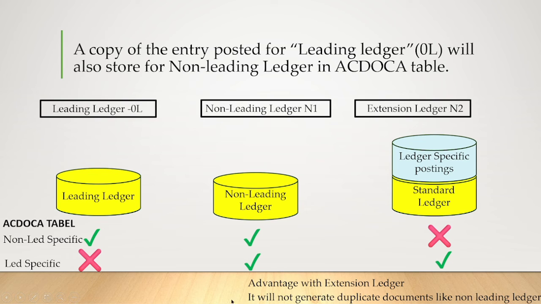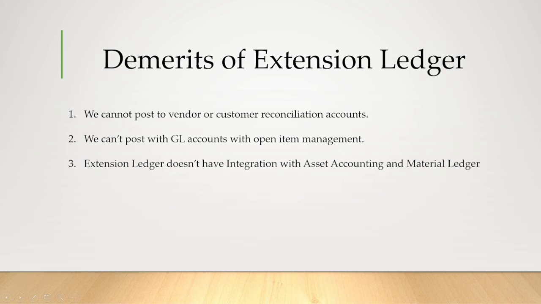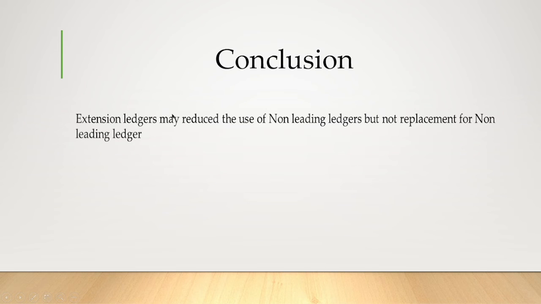The advantage of the extension ledger is that it will not generate duplicate documents like a non-leading ledger. Demerits of the extension ledger: we can't post to vendor or customer reconciliation accounts, and we can't post to GL accounts with open item management. The extension ledger does not integrate with asset accounting and material ledger. Conclusion: extension ledgers may reduce the use of non-leading ledgers but are not a replacement for non-leading ledgers.